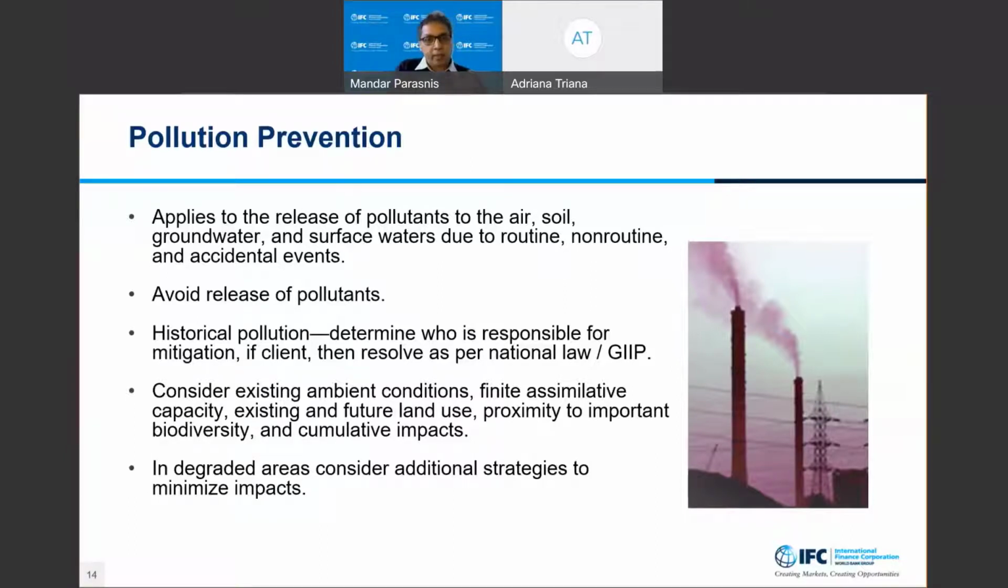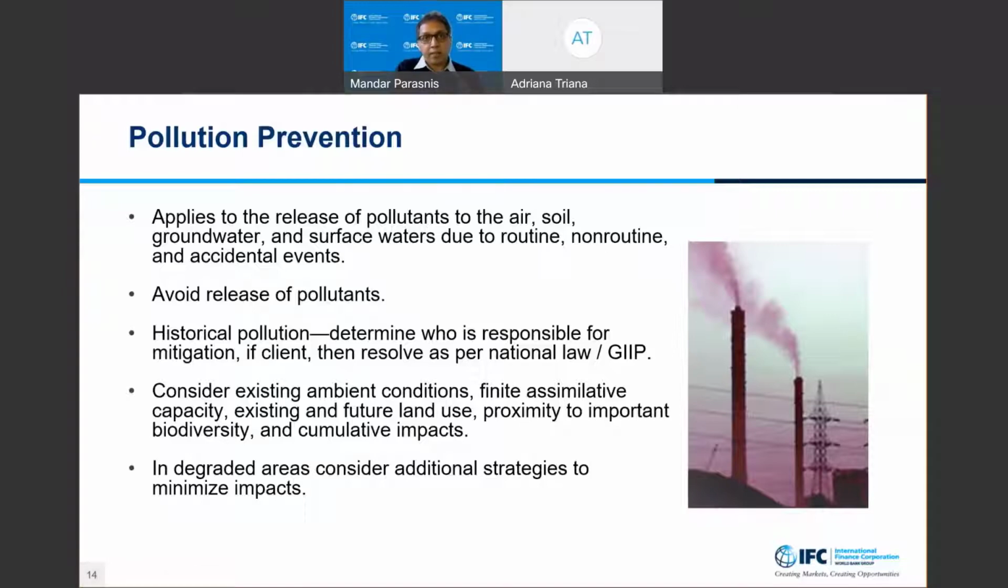So again, let me reiterate, a robust ESIA, a robust baseline study is very important. Consider the existing ambient conditions, as Adriana mentioned, the assimilative capacity of the environment, existing and future land use, cumulative impacts, all this has to be considered as you are coming up with your measures to comply with these PS3 requirements, manage your waste and emissions. So of course, avoid to the extent possible, whatever cannot be avoided then has to be managed in alignment with GIIP.